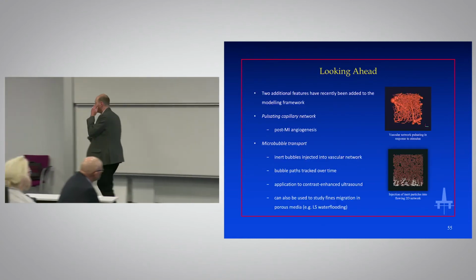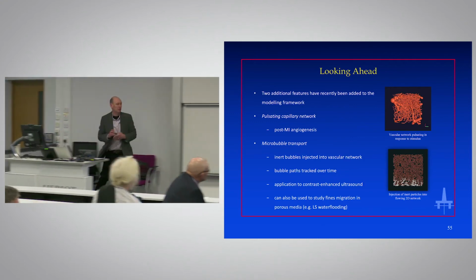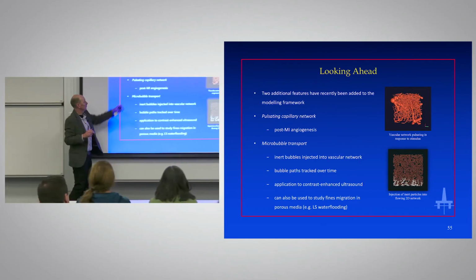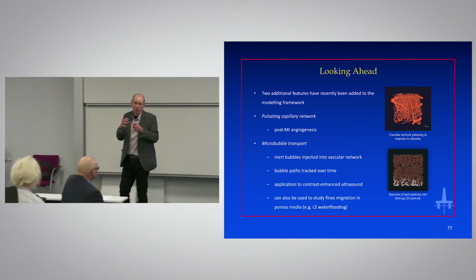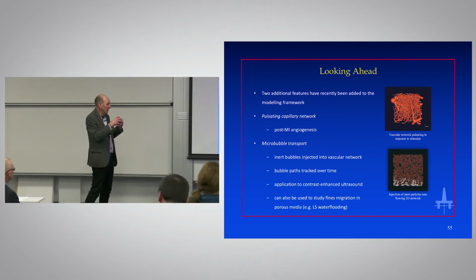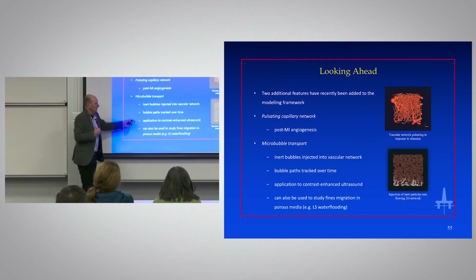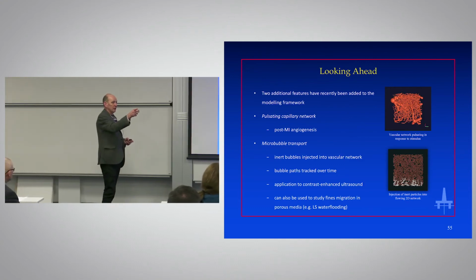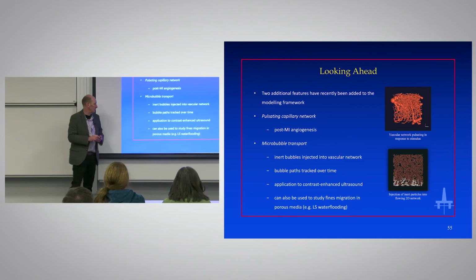Looking ahead, just to finish with two quick examples, we're interested, with Glasgow, in looking at a pulsating network. We're interested in what happens after a heart attack, so we want to look at angiogenesis post-myocardial infarction. So we've got the whole network responding to an external heart stimulus. And microbubble transport. This is work that I've been doing with Vasilis over there and Vaso. This has implications for contrast-enhanced ultrasound.